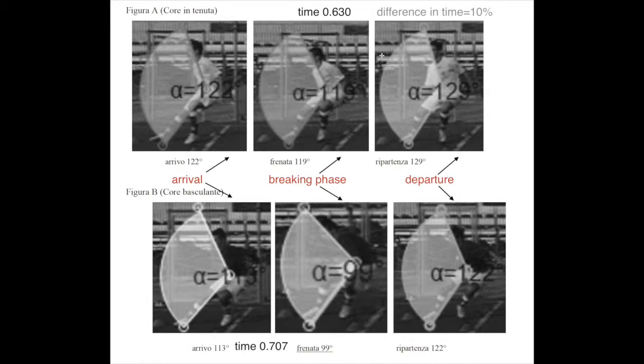So I divided the CODs into 3 phases: arrival, braking phase and departure. For every phase it's possible to see the difference in degrees of the body angles. The most important difference is during the braking phase, 20 degrees of difference, where maximal deceleration forces are applied to the upper body. The first athlete spent about 10% more time to perform his COD.